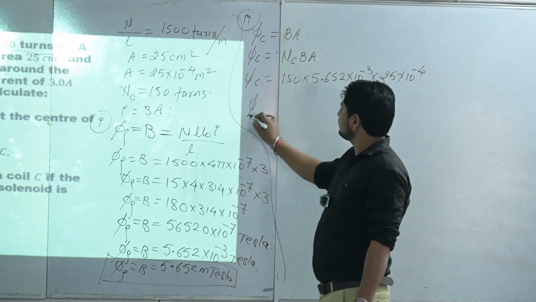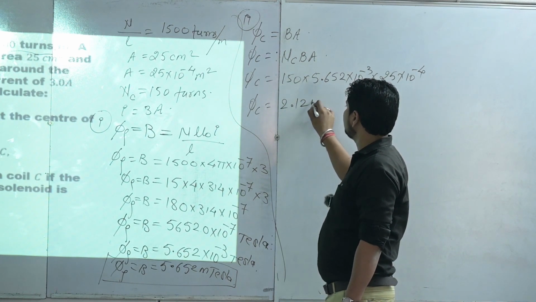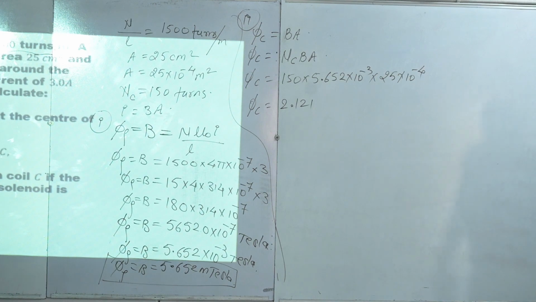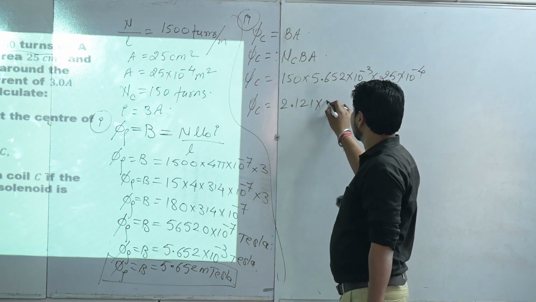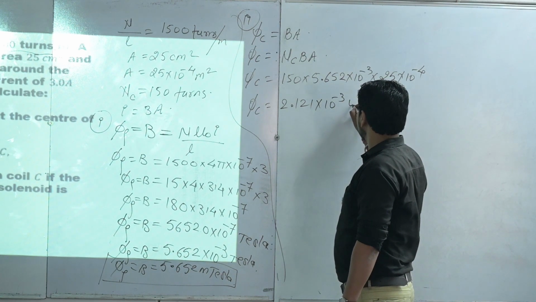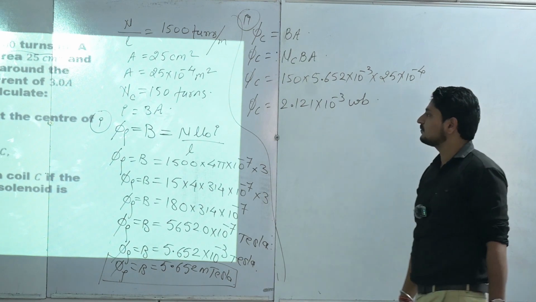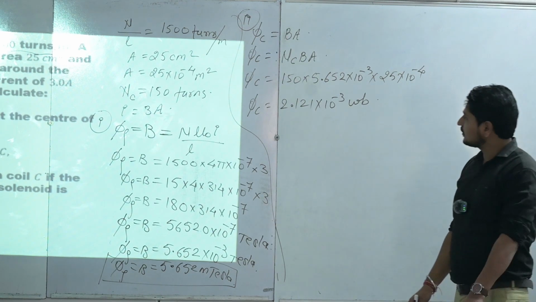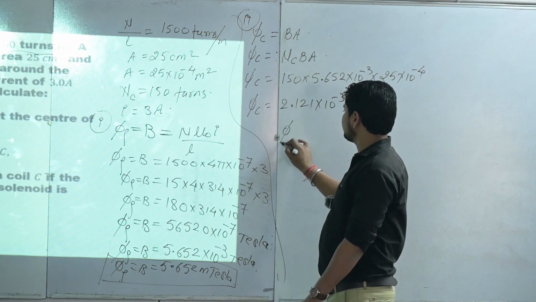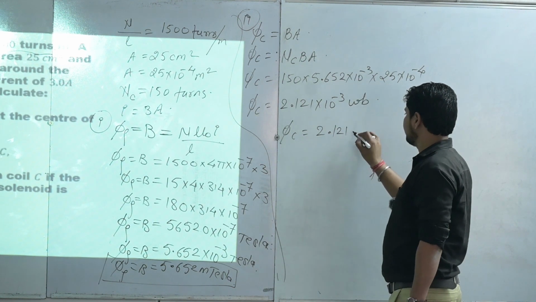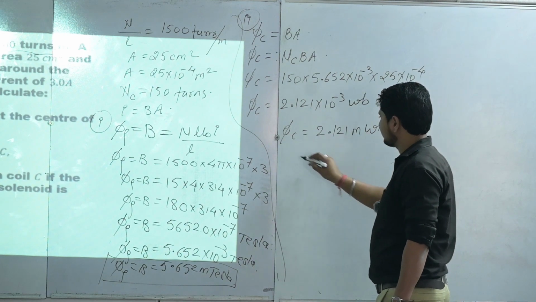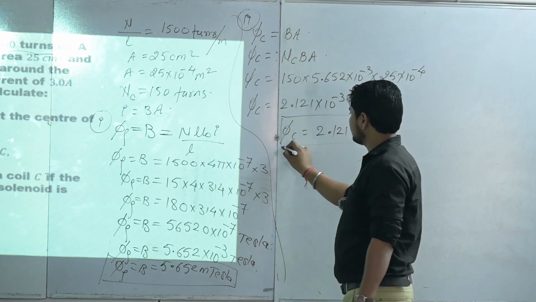So phi suffix C is equals to 2.121 into 10 to the power minus 3 वेबर. फ्लक्स का यूनिट होगा वेबर. अगर इसको मैं मिली वेबर में कन्वर्ट करूं तो phi suffix C. So this is 2.121 milli weber. So this is calculation of the second part.